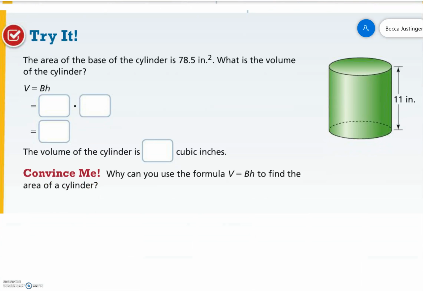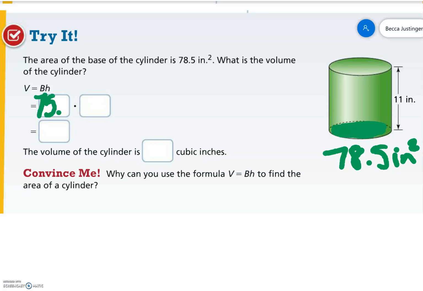Let's try it. The area of the base of the cylinder is 78.5 inches squared. What is the volume of the cylinder? So they already told us the area of the base is 78.5 inches squared. So we can just put that in for big B. And then we have to multiply it times the height, which is 11. So when we multiply that, it's going to give us 863.5. So the volume of the cylinder is 863.5 cubic inches.